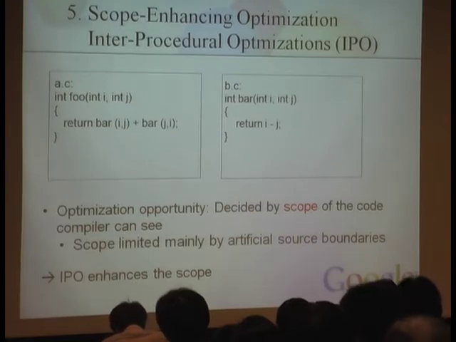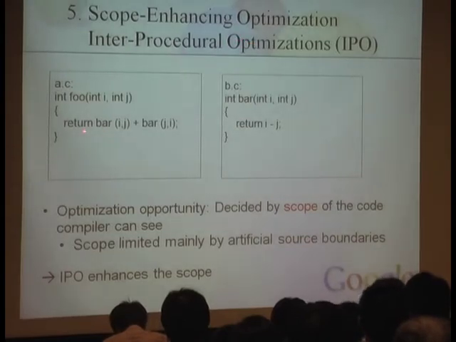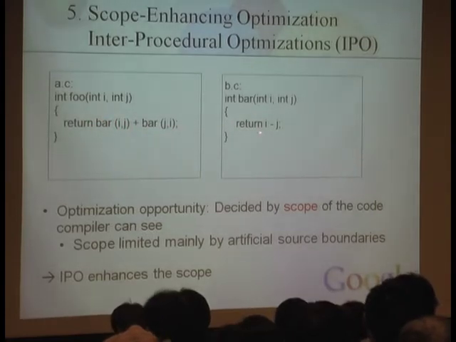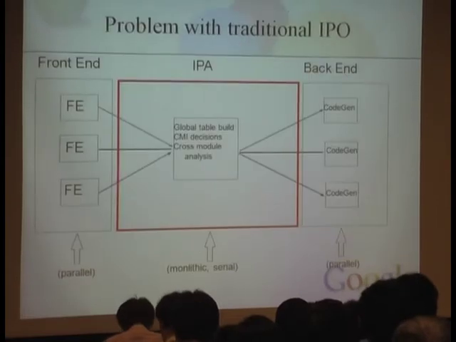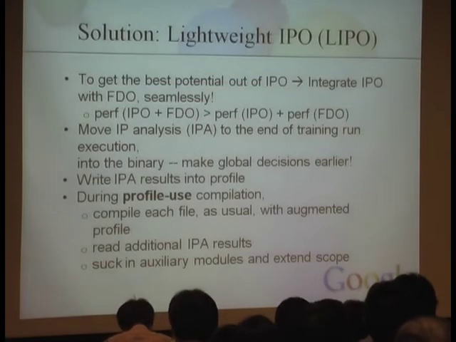And the fifth part is this IPO, interprocedural optimization. For example, if these 2 scopes are merged, the expression here is 0 because i minus j plus j minus i is 0. So we try to enlarge the scope and get better improvement. And then there's a traditional IPO. That's monolithic and serial. So we try to do this lightweight IPO.